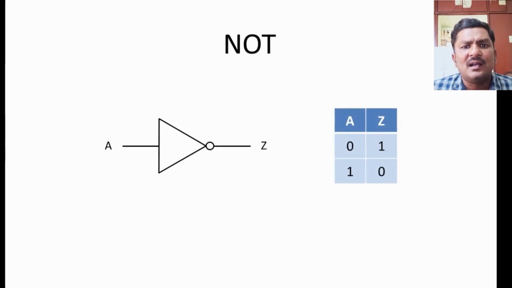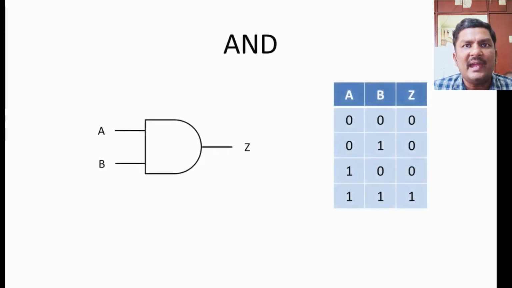Okay, once again I mention the truth table of NOT gate. A is input and Z is output. And truth table of AND gate, A and B are inputs and Z is output. So when A and B are equal to 1, Z equal to 1. In all other cases, Z equal to 0.